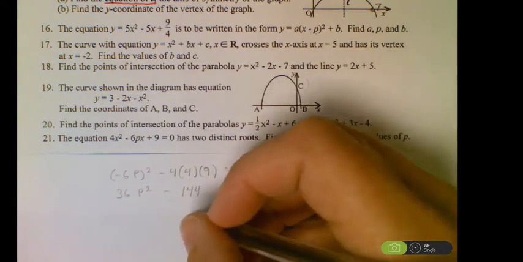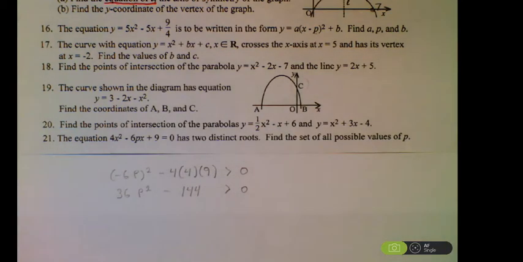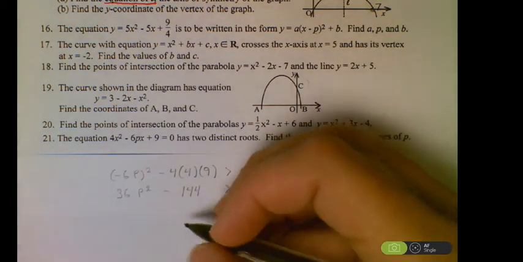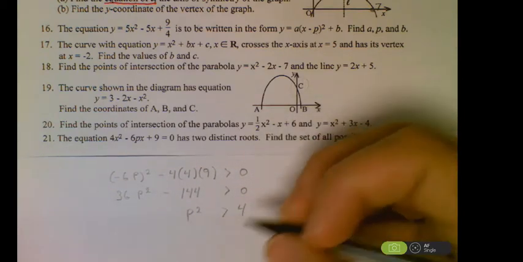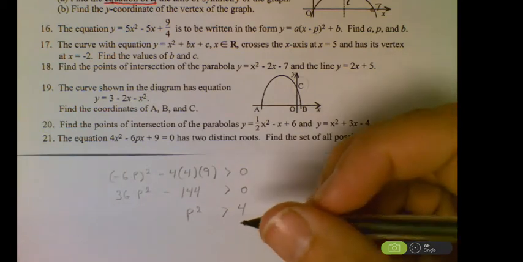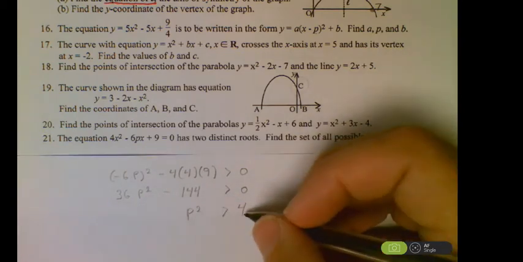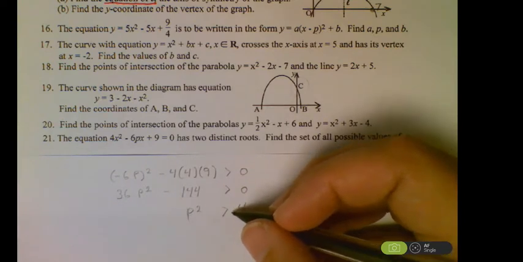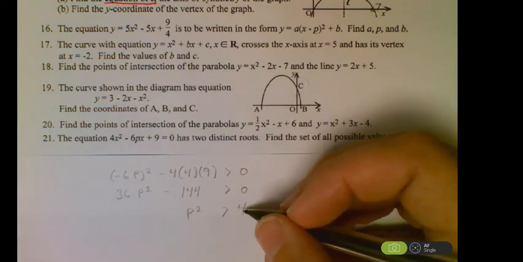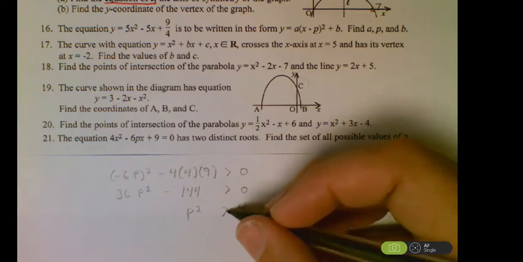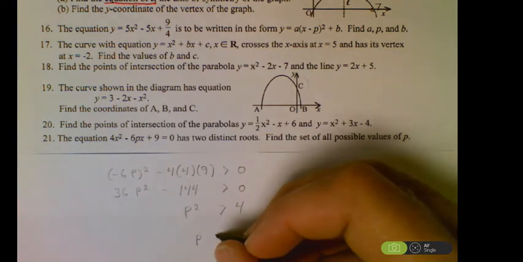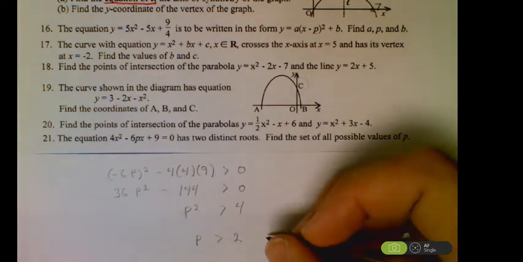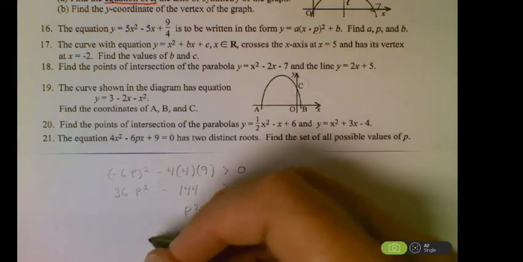So if I add that guy over and then divide by 36, looks like we get p squared is greater than 4. So if I square root both sides, remember inequalities are a little bit weird. When I square root, typically we throw in a plus or a minus. Remember what happens to an inequality when you change the sign. It also changes this sign. So in this case, when I square root both sides, I get p is greater than positive 2, but less than negative 2.